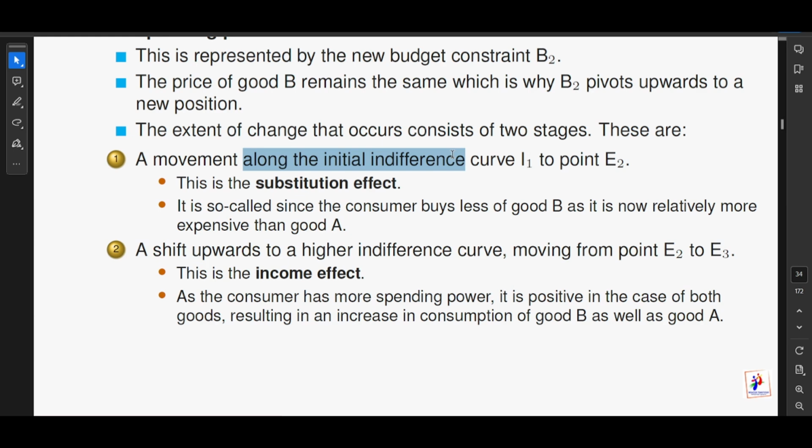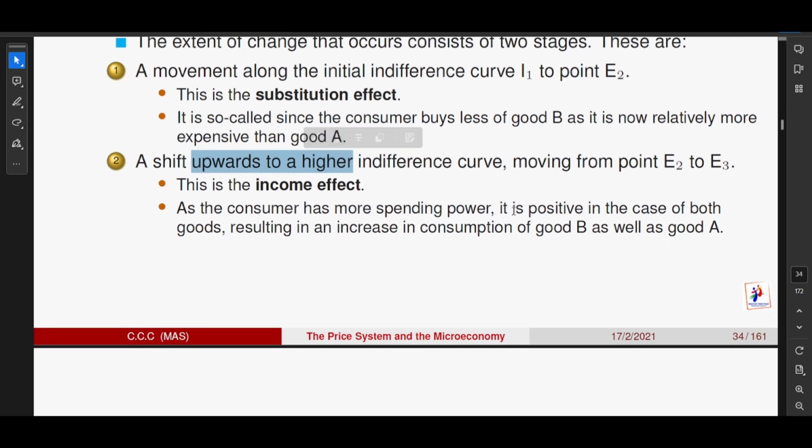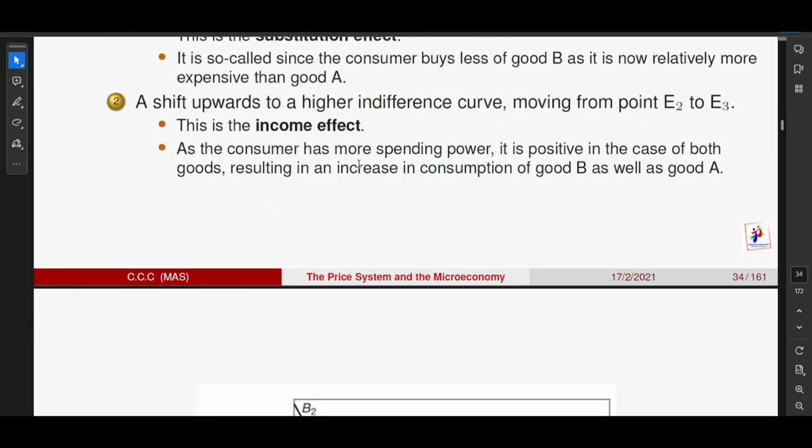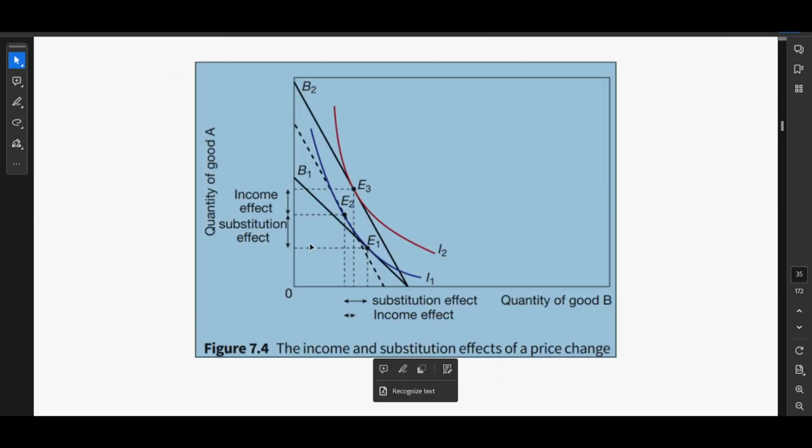It says a movement along the initial indifference curve I1 to point E is the substitution effect. It's so called since the consumer buys less of B, which is now relatively more expensive than good A. A shift upwards to a higher indifference curve, moving from point E to E3, is the income effect, as the consumer has more spending power. It is positive in the case of both goods, resulting in an increase in the consumption of B as well as good A. So how do we understand this on the graph?